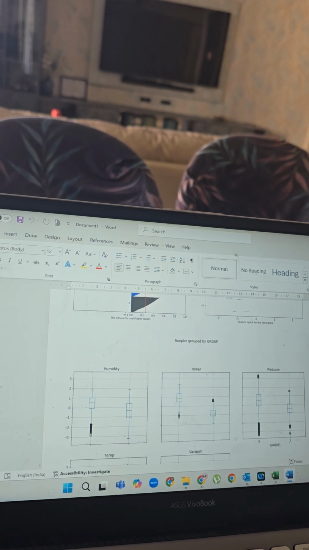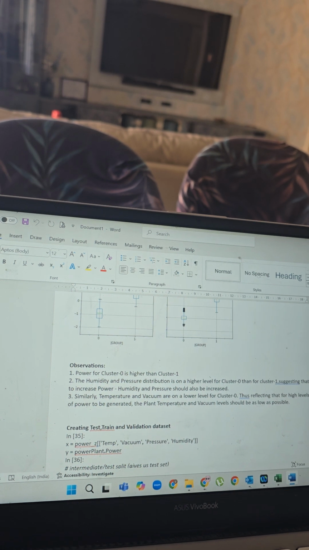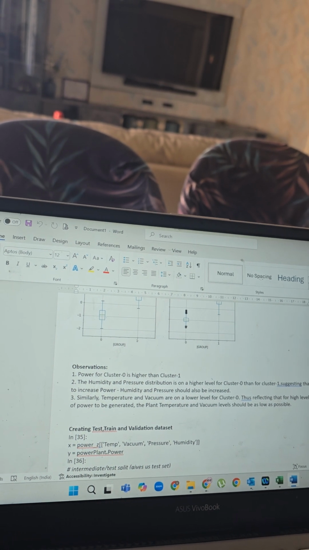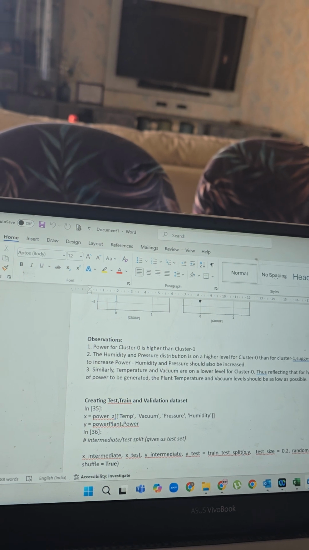Also we have done a box plot here to understand the different features, and the observation is that power in cluster 0 is higher than cluster 1, and humidity and pressure distributions are at a higher level for cluster 0 than cluster 1, suggesting that to increase power, humidity and pressure should also be increased. Also temperature and vacuum are at a lower level for cluster 0, so for a higher level of power to be generated, the plant temperature and vacuum level should be as low as possible.